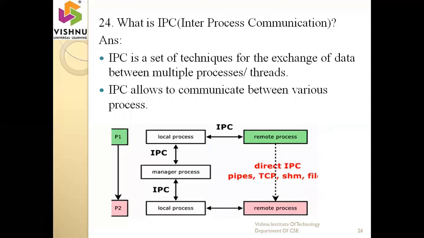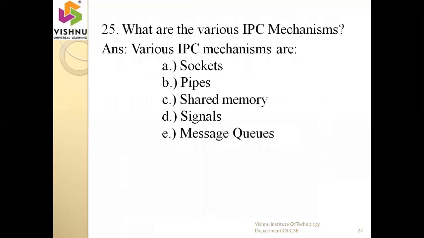Next one is, what is IPC? IPC full form is inter-process communication. IPC is a set of techniques for the exchange of data between multiple processes or threads. With the help of inter-process communication, we can send and receive messages between different processes or different threads. It allows communication between various processes. For example, in this diagram, process P1 and process P2 want to communicate with each other, so with the help of IPC, we send and receive messages between process P1 and process P2.